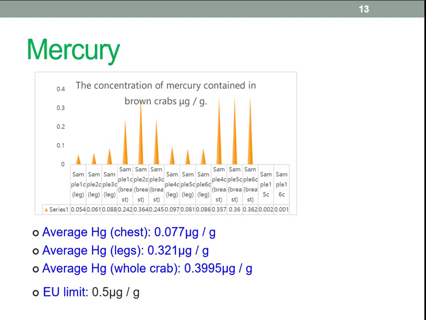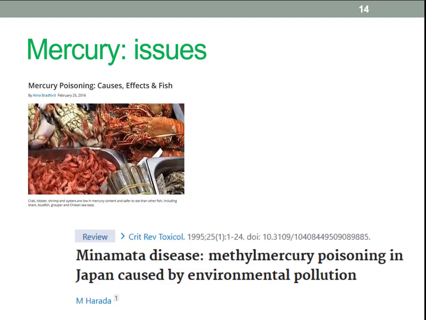Since ICPMS simultaneously analyses a wide range of metals, an estimation of mercury was also done. Again, in some cases, the amounts were found to be above the EU limits, as we can see here. Contamination by mercury has caused some very serious issues. See the links here, particularly the one on Minamata disease.